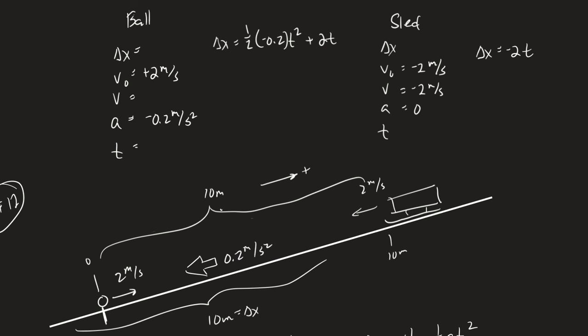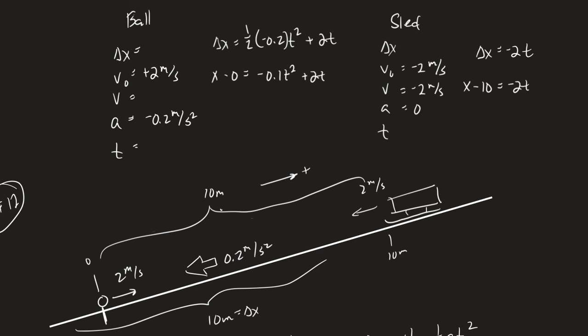Now let's be mindful of delta x. These two objects did not start at the same position. So delta x for the ball is going to be x minus 0. Delta x for the sled is going to be x minus 10. We good? So I can go on? All right, so that's it.